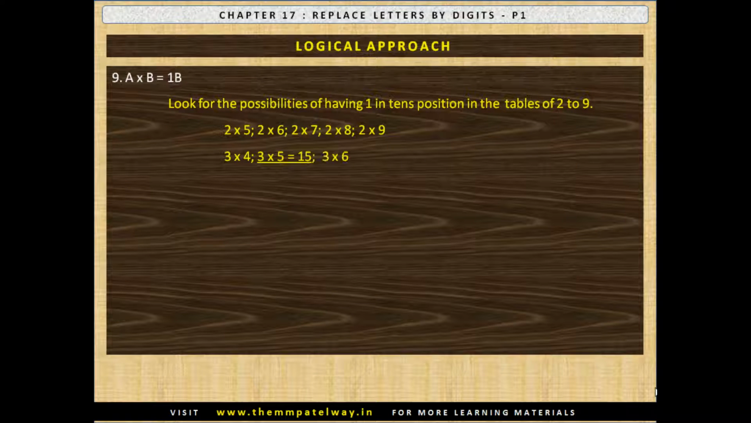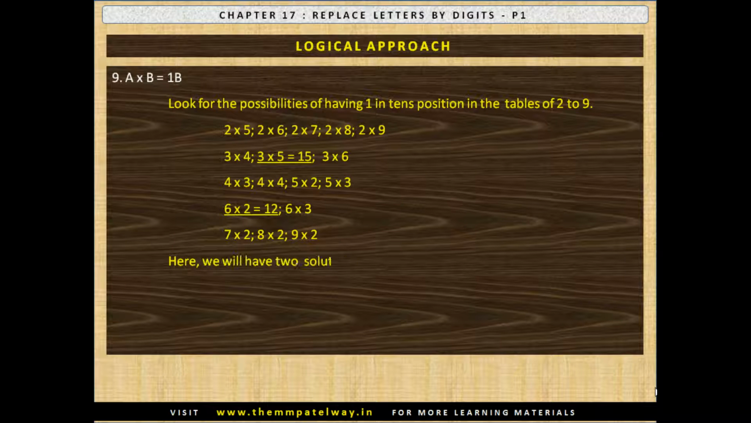In the table of 3 we will have 3 into 4, 3 into 5 and 3 into 6. Similarly, in the tables of 4 and 5 we will have 4 into 3, 4 into 4, 5 into 2 and 5 into 3. In the table of 6 we will have 6 into 2 and 6 into 3. In the tables of 7, 8 and 9 we will have 7 into 2, 8 into 2 and 9 into 2. If you look at the table, we will have two possible solutions.